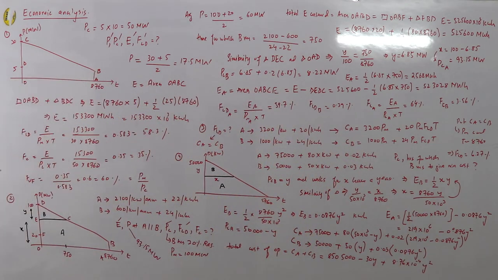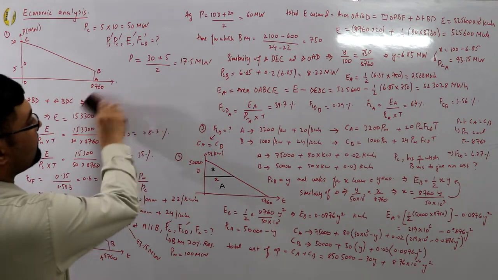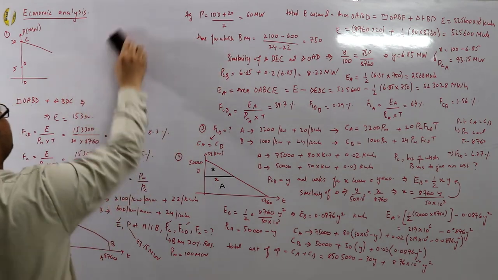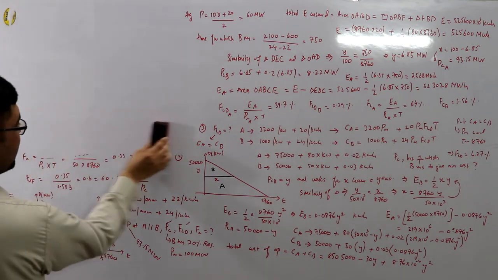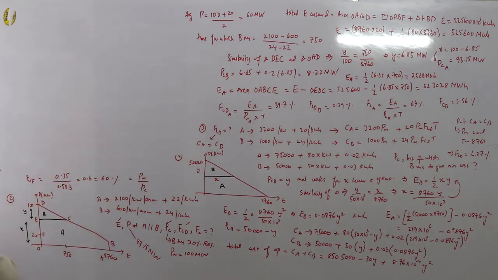Now we are interested in what? We are interested in the minimum cost. So for that we will do what? For that we will take the derivative of this equation and we will equate it to zero. Right? Yes, sir. So let me just go a little stepwise.